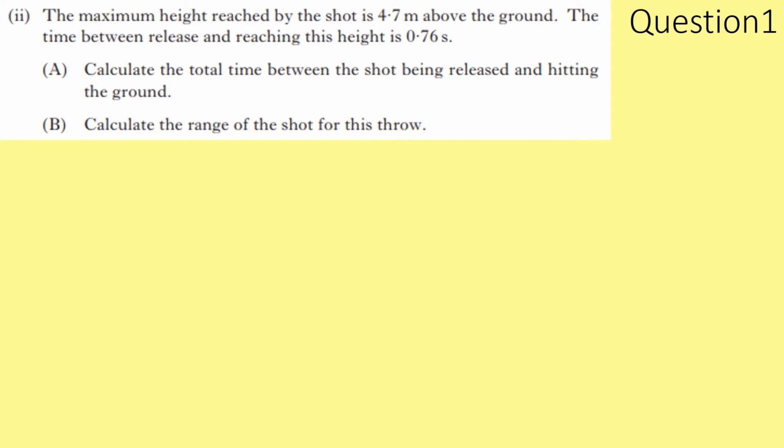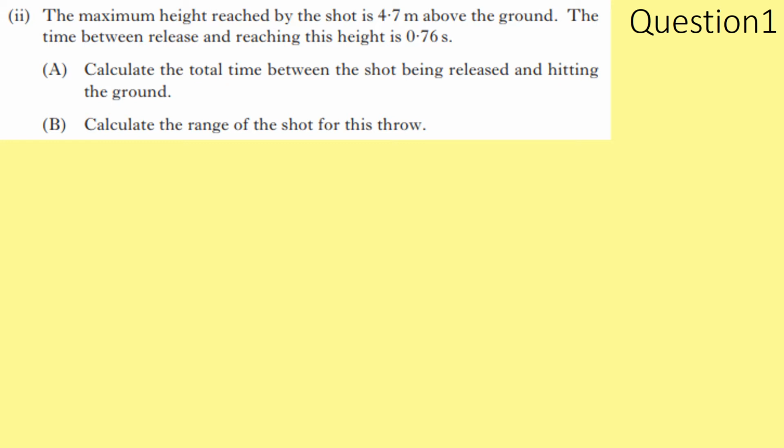In Part 2, we're told that the maximum height reached by the shot is 4.7 meters above the ground, and the time between release and reaching this height is 0.76 seconds. So we've been told the first part of the journey, and in order to find the total time between the shot being released and hitting the ground, we need to find out how long it takes for the shot to move from its maximum height to the ground.